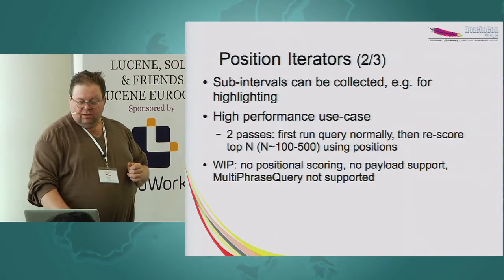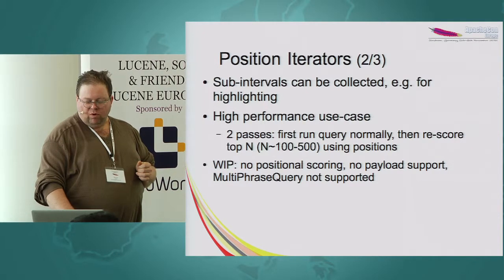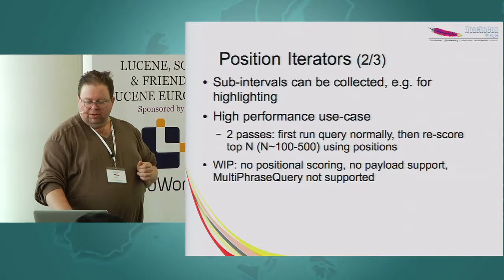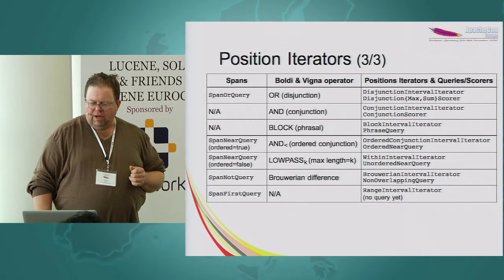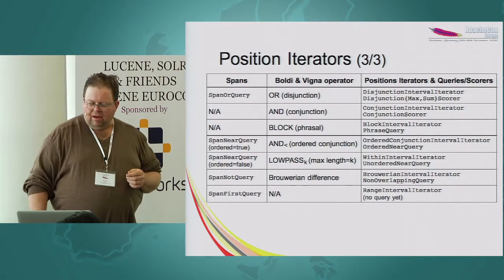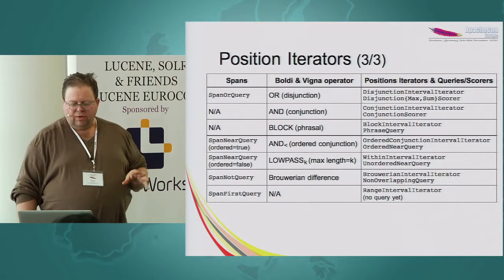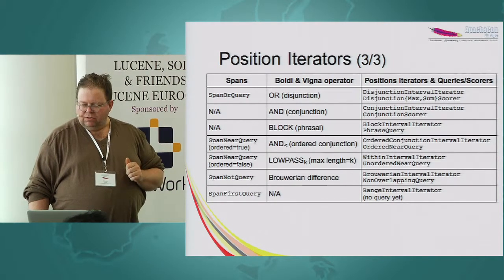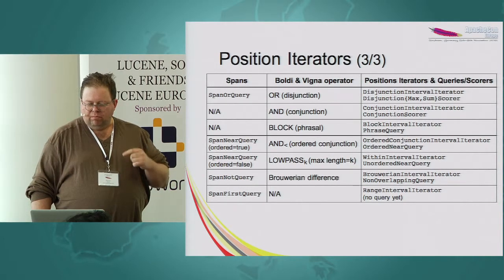So at this point, positional scoring isn't complete. There's no payload support, and multi-phrase query isn't supported either. So this table attempts, hopefully better rather than worse, to make a comparison between the existing span queries and the position iterators and queries or scorers that use them.